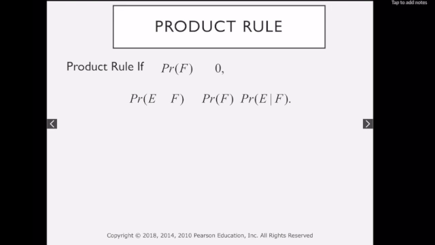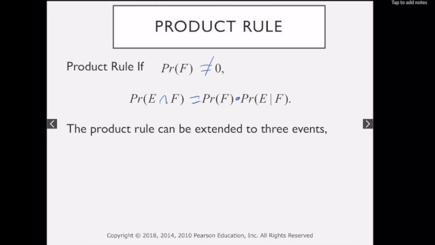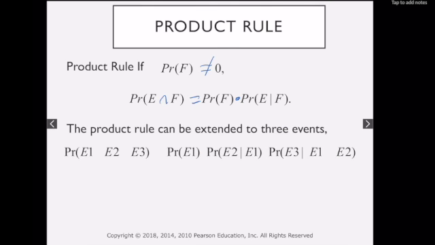So let's talk about the product rule. The product rule is: if the probability of F doesn't equal 0, then the probability of E intersect F equals the probability of F times the probability of E given F. And this product can be extended to 3 events if we're looking at the intersection and we're multiplying everything together.